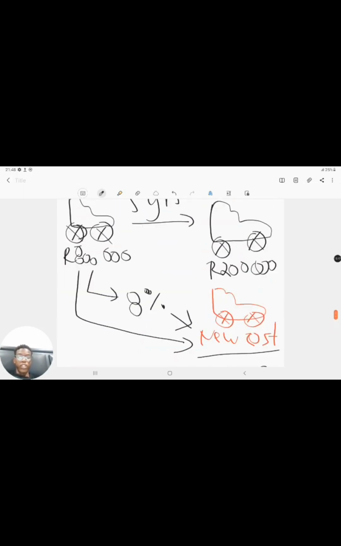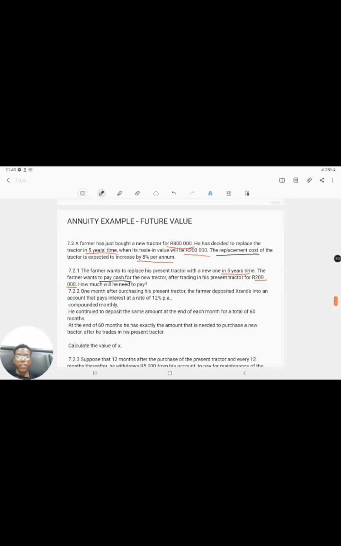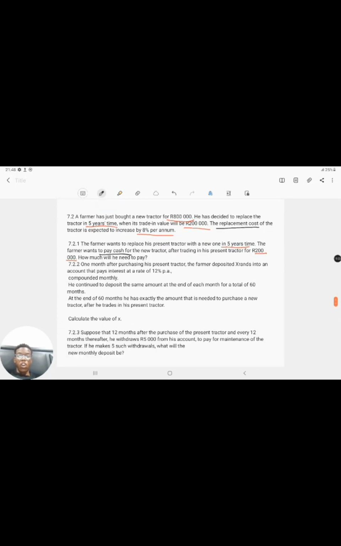Where do I get this information? From the question itself, right? It's been given in the question. The replacement cost of the tractor is expected to increase by 8% per annum.